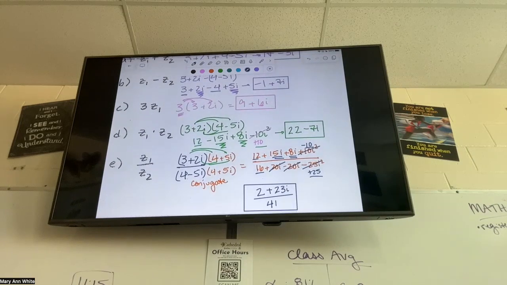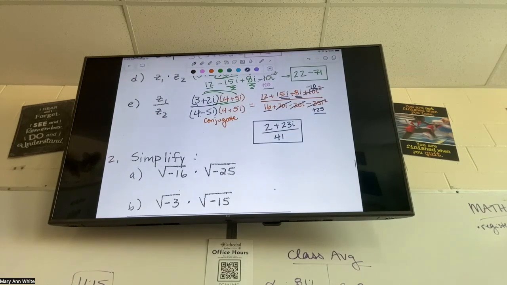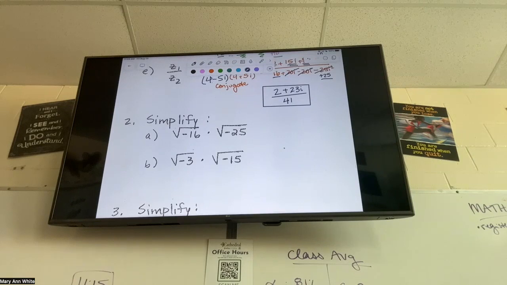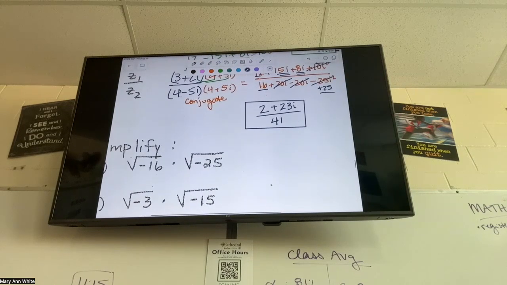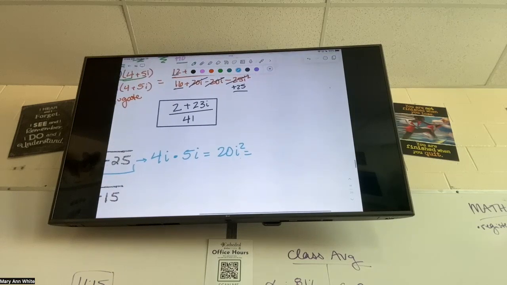How are we doing with that so far? Doing good? All right, let's keep moving. Let's simplify these radicals. Simplify root negative 16 times root negative 25. First, how can I rewrite root negative 16? 4i, very good. What does that make root negative 25? 5i. Perfect. You guys are doing so good. 4i times 5i is 20i squared, so negative 20. Perfect.